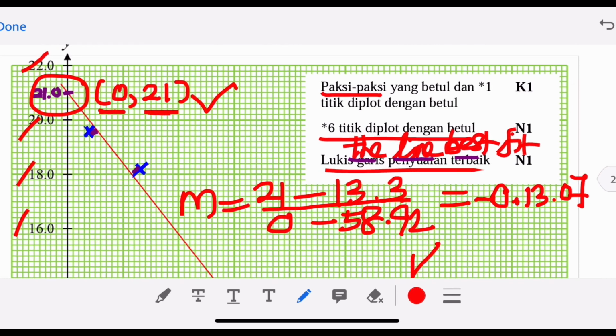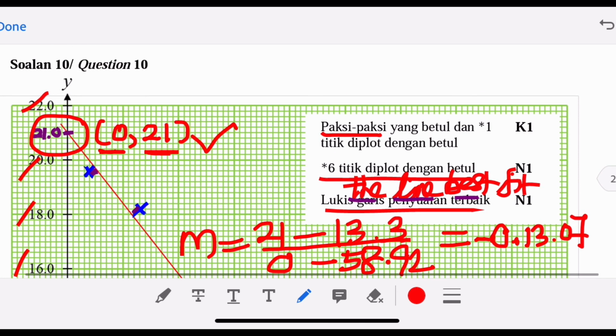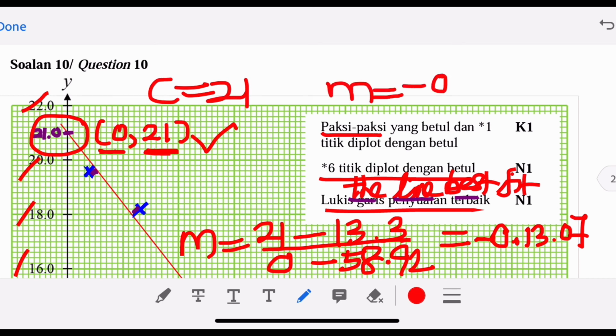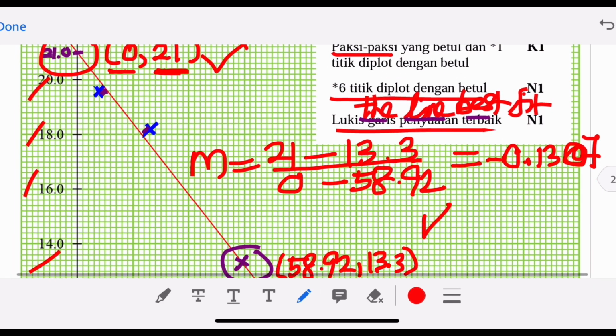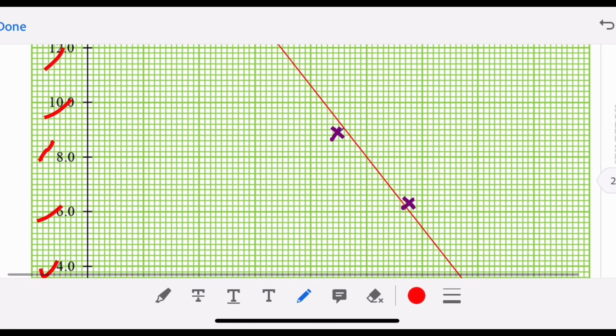So we have 2 main objectives. After we draw a line of best fit, we must find the y-intercept. C is 21, and the gradient is negative 0.1307, right? So this must be 4 significant figures. So we'll use these two to solve the constant. That's all my sharing about the line of best fit.